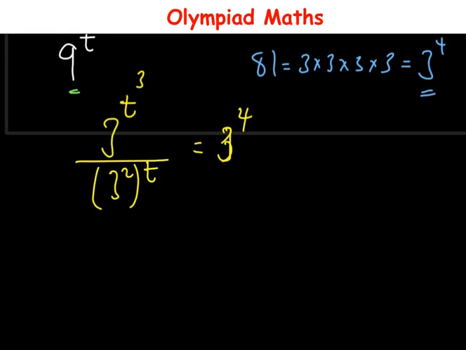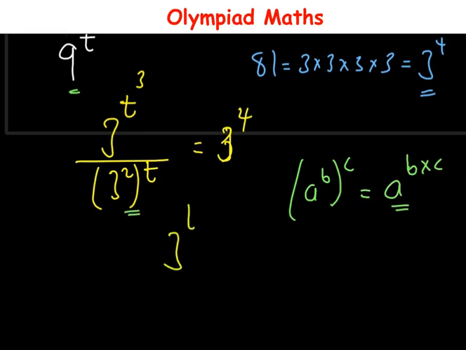So applying this rule of indices, that if you have (a^b)^c, this equals a^(b times c). Applying this rule right here, what we have is 3^(t times 3) all over 3^(2 times t), 2 times t is 2t, equals 3^4.